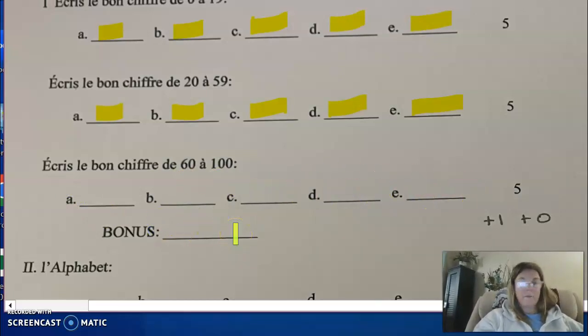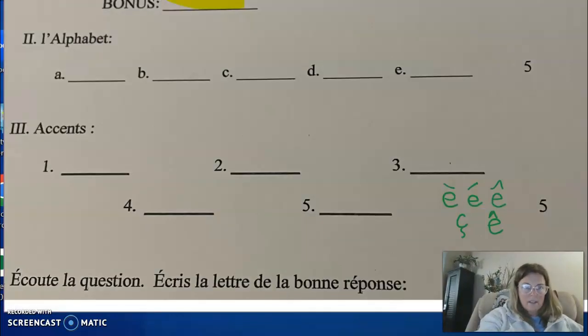Here are the repeats for numbers from 60 to 100. 98, 62, 87, 100, 73, 475. Next part is alphabet. I'm going to say 5 letters, and you are going to just write the letter.